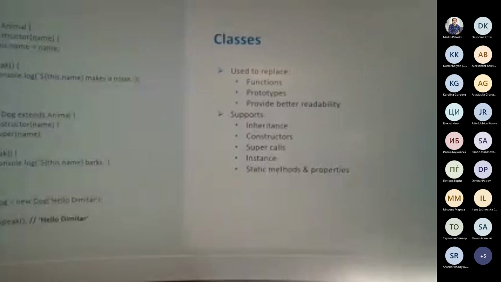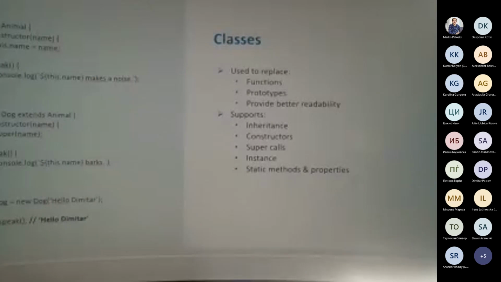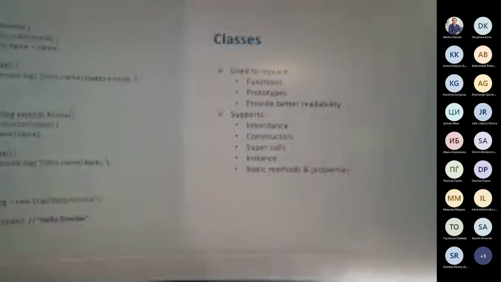In the first place, they're created to replace the object constructors. So yeah, they're replacing those objects that are used as constructors. They're here to replace the prototypes and provide better readability, to be understandable for everyone. So the classes support a few things like inheritance, constructors, super calls, instance and static methods and properties. Those are the things that classes support.